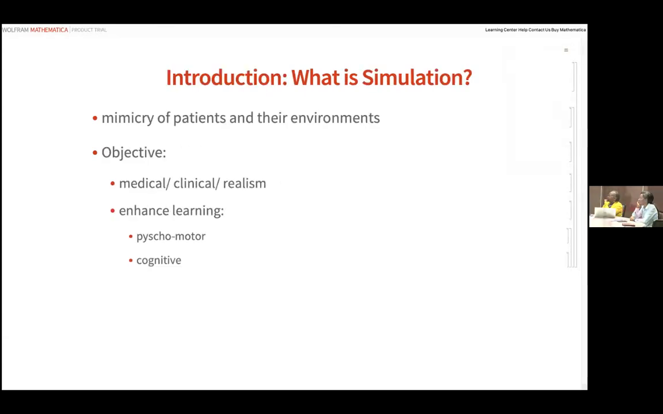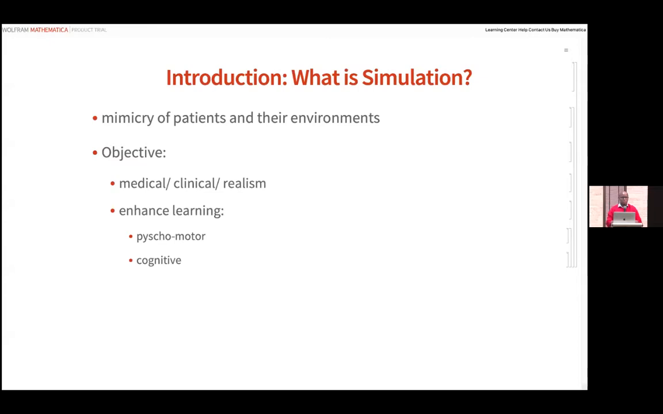So what is simulation? It's already been described, and I'd like to add on to what has already been said, that simulation could be mimicry of patients, the disease process, and also their care environments. So you can simulate an emergency room, you can simulate an operating room, you can simulate intensive care, you can simulate level zero care. The objective of which is maybe to bring what you call the medical realism or clinical realism. You just want to mimic what a patient would present with. This may be used for commonly occurring situations or even for rare disease. I'll show you how to mimic cystic fibrosis if you guys are ready.